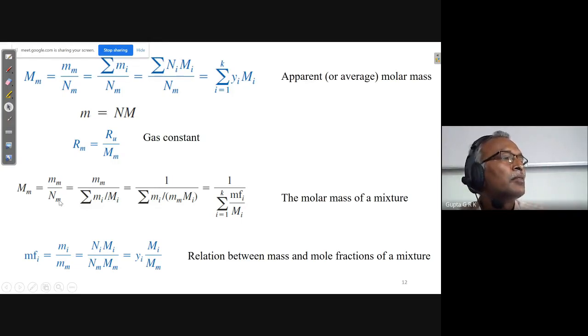So this is Mm, and nm if I write sigma mi by Mi. And so this mm, if I divide in the numerator and denominator, so mi by mm will become here. So mi by mm is mfi, so this will become sigma mfi by Mi. And also we derived this mass fraction in terms of mole fraction. So mfi is yi into Mi by Mm.